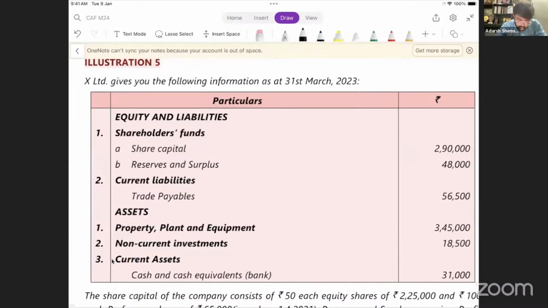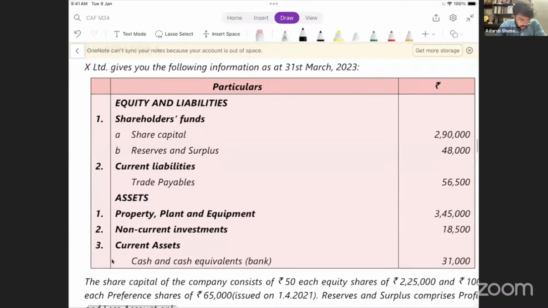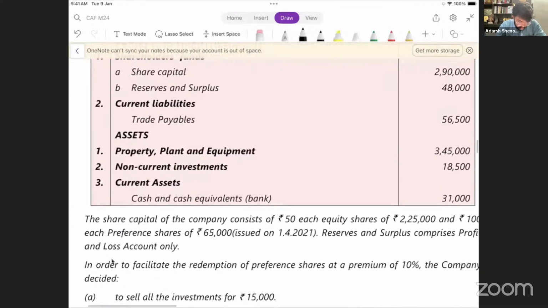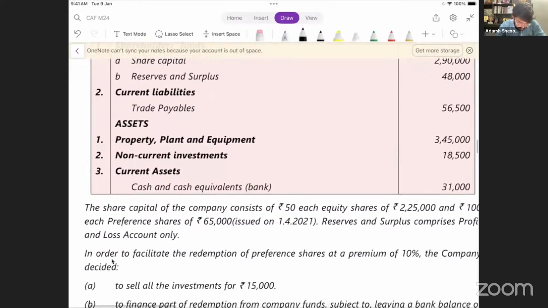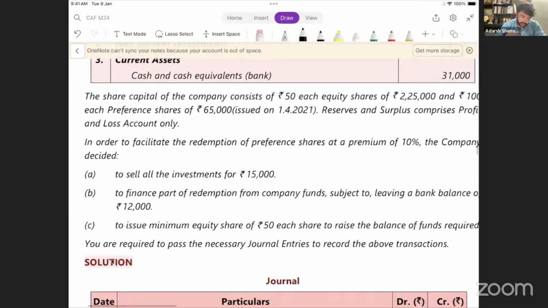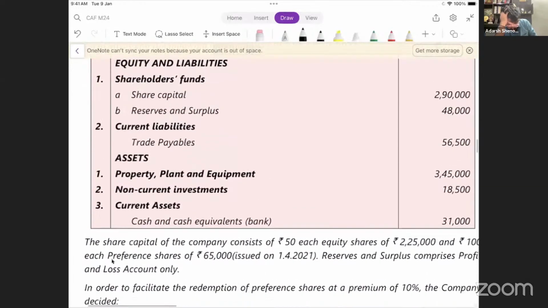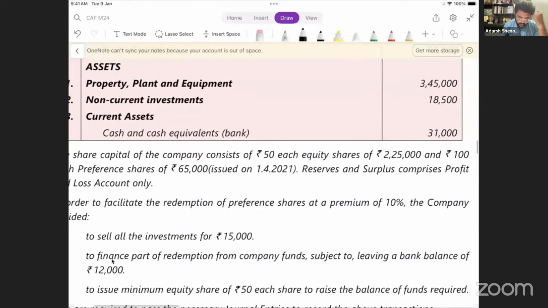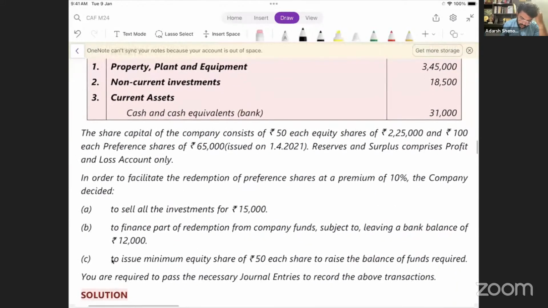X Limited gives you the following information as of 31st March 2023. Shareholders' funds: share capital is there, reserves and surplus is there. Current liabilities: we have trade payables. Property, plant and equipment, non-current investments 18,500, current assets 31,000, cash and cash equivalents. Very important question, pay attention when I discuss this. The share capital of the company consists of 50 rupees each equity shares of 2,25,000 and 100 each preference shares of 65,000. Reserves and surplus comprises profit and loss account only.